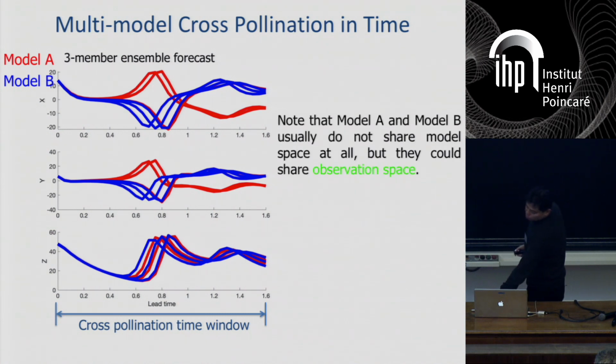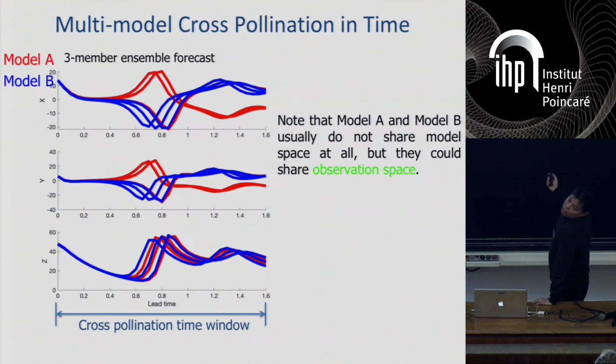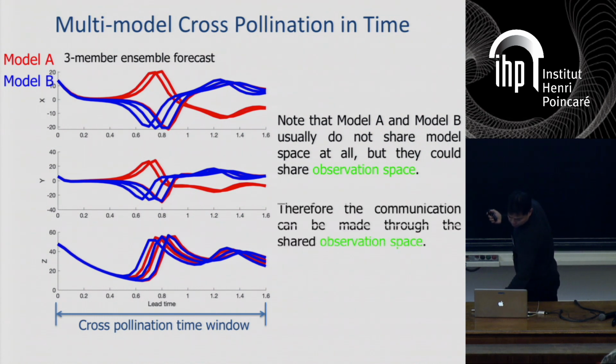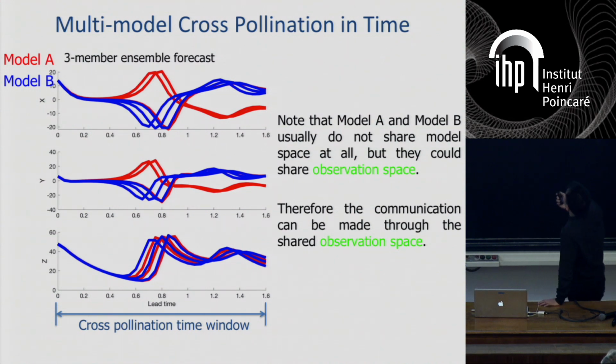We note that usually model A and model B do not necessarily share the same model space, right? In this case, they do. But in reality, the Met Office models and the NCAR model don't have to share the same model space, but they do share the same observation space, right? Therefore, we can make communication through the shared observation space.